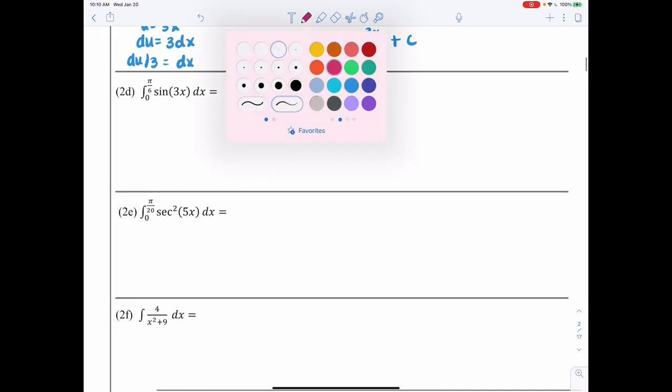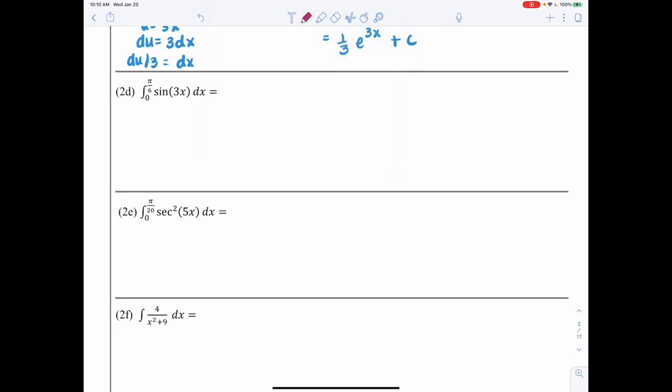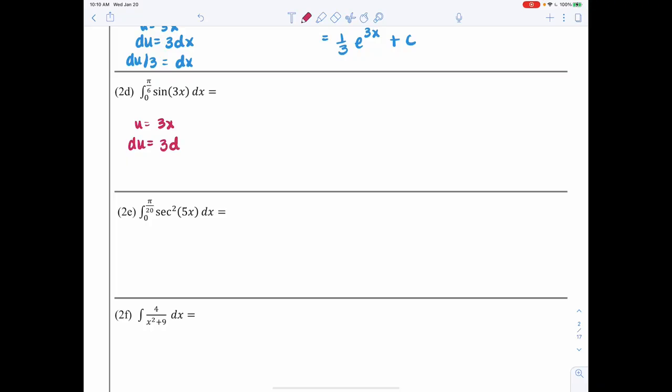You guys are going to do the definite integral on 2d. Press pause, give it a go, and then we'll check our answers. I am going to do this by changing bounds, so let's make u 3x. We'll make du 3dx. Divide by 3. So we're going to throw that 1/3 in the front. We've got sine of u du. Let's change our bounds. 3 times 0 is 0. 3 times pi over 6 is going to make that new bound pi halves.